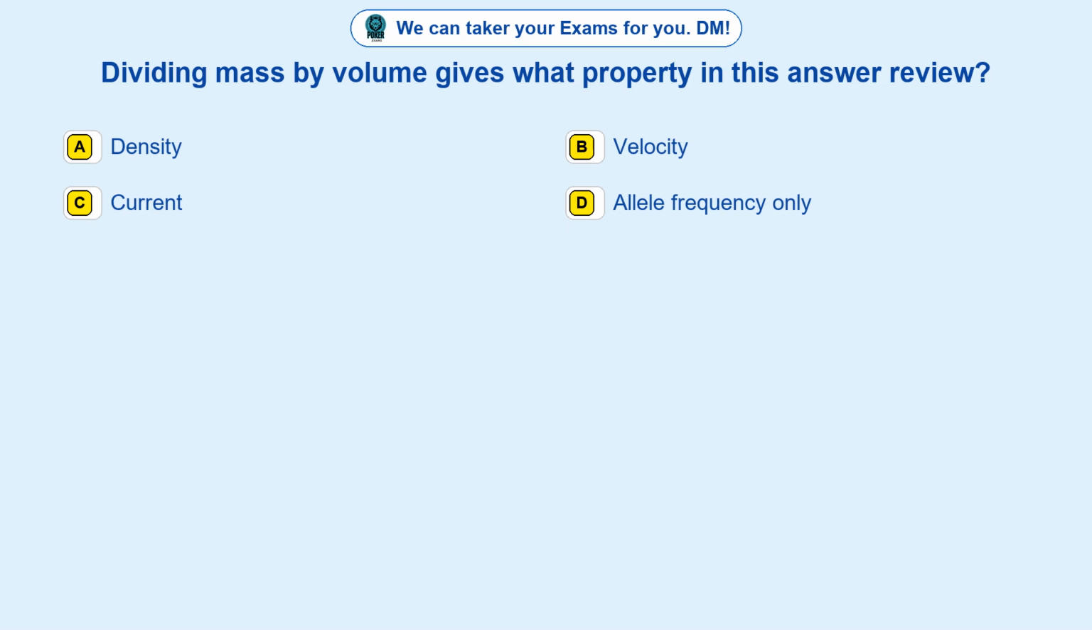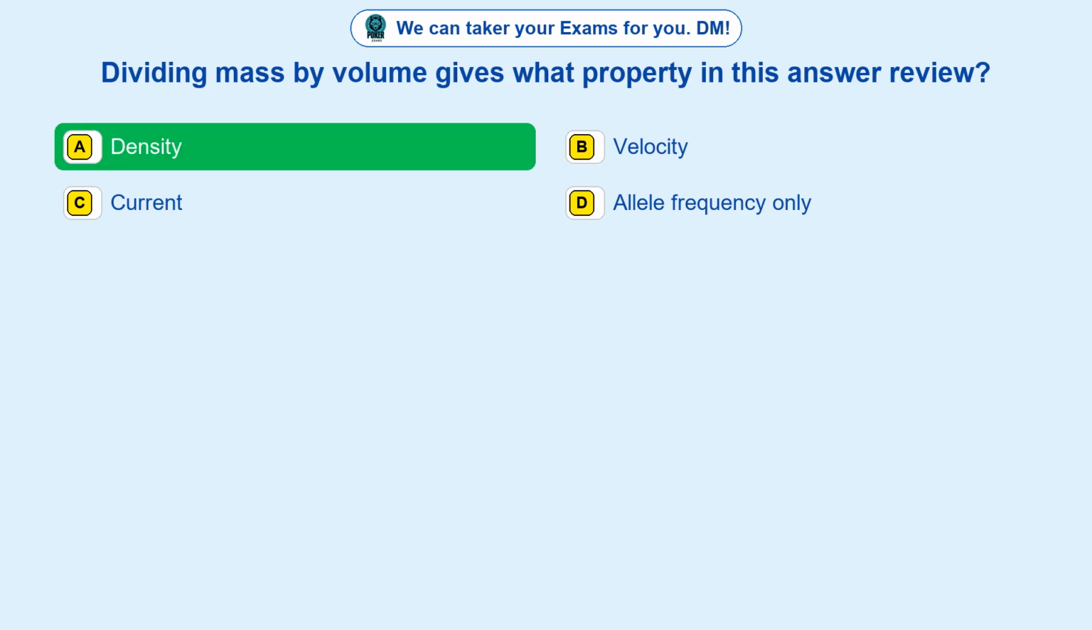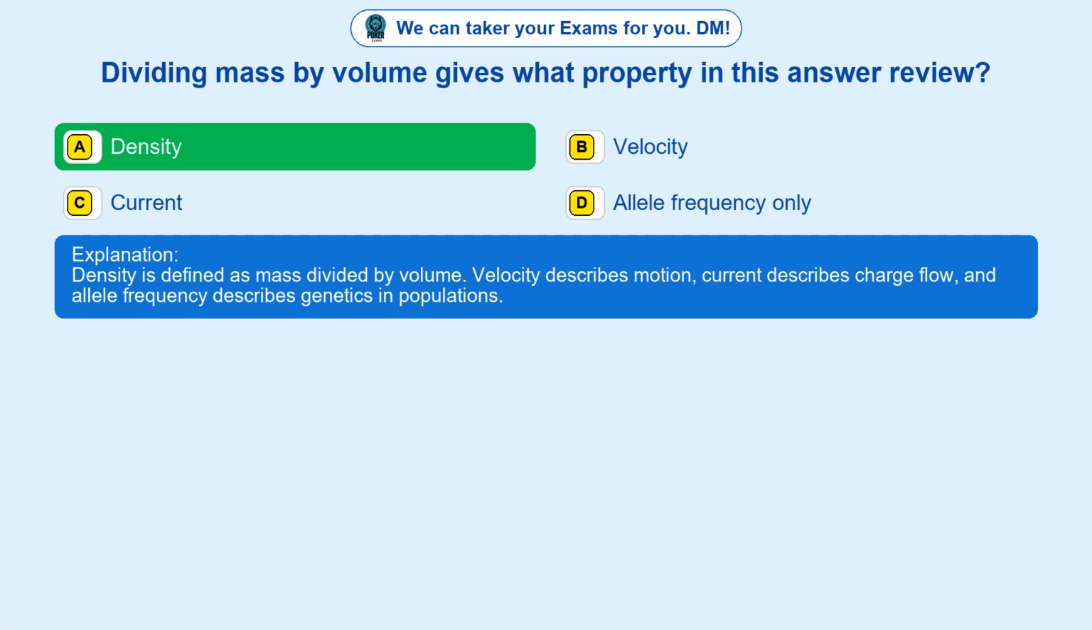Question 78. Dividing mass by volume gives what property in this answer review? Option A, density. Option B, velocity. Option C, current. Option D, allele frequency only. The correct answer is option A. Density. Density is defined as mass divided by volume. Velocity describes motion, current describes charge flow, and allele frequency describes genetics in populations.